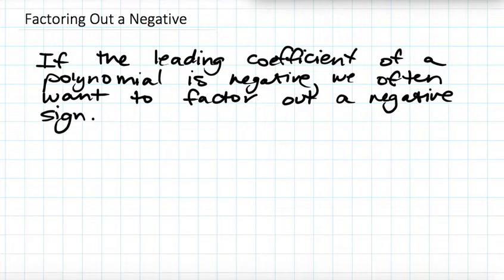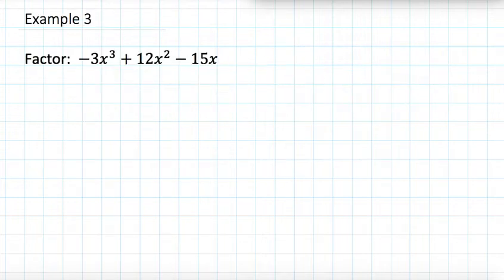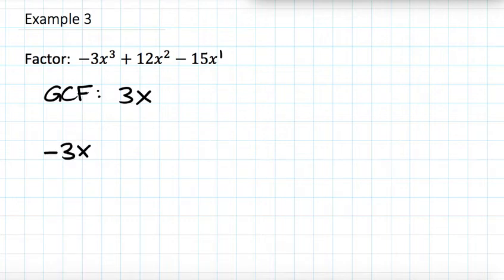So we're going to look at example 3. It says to factor negative 3x to the third plus 12x squared minus 15x. So my GCF, the largest number they can all be divided by is 3, and then the smallest exponent on x is 1. So my GCF is 3x, but what I want to do is factor out the negative sign as well. So I'm going to put negative 3x on the outside.